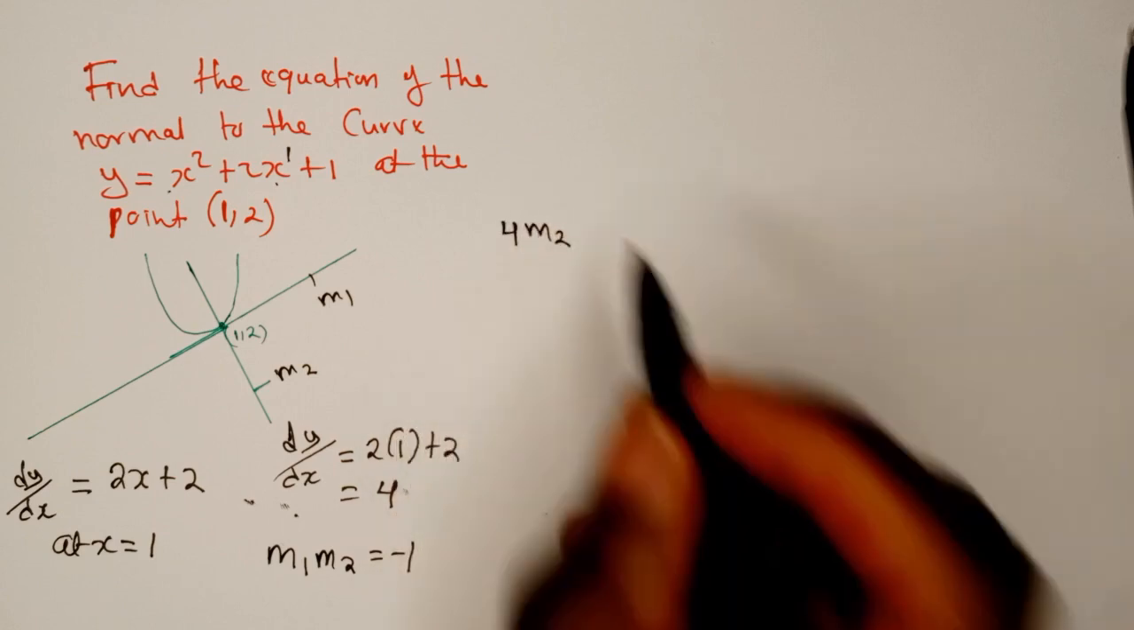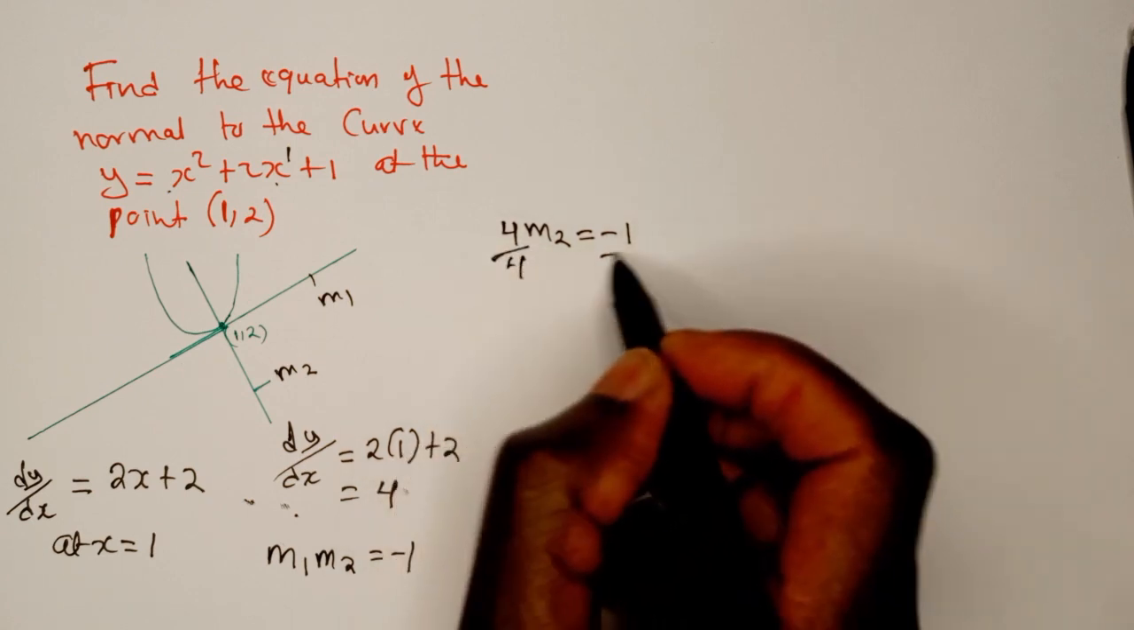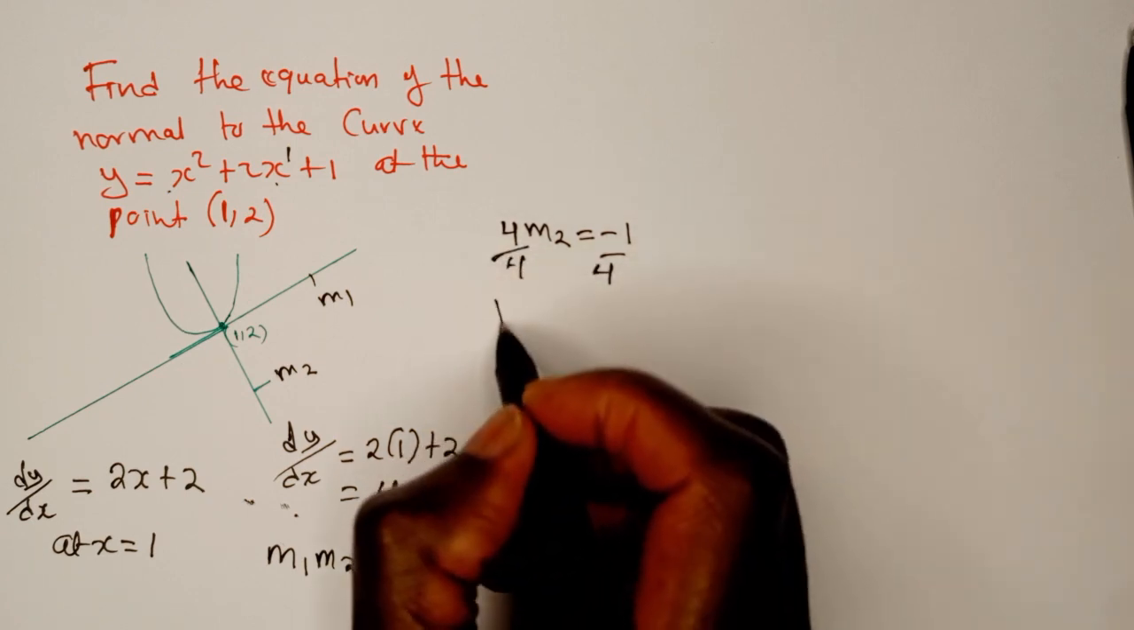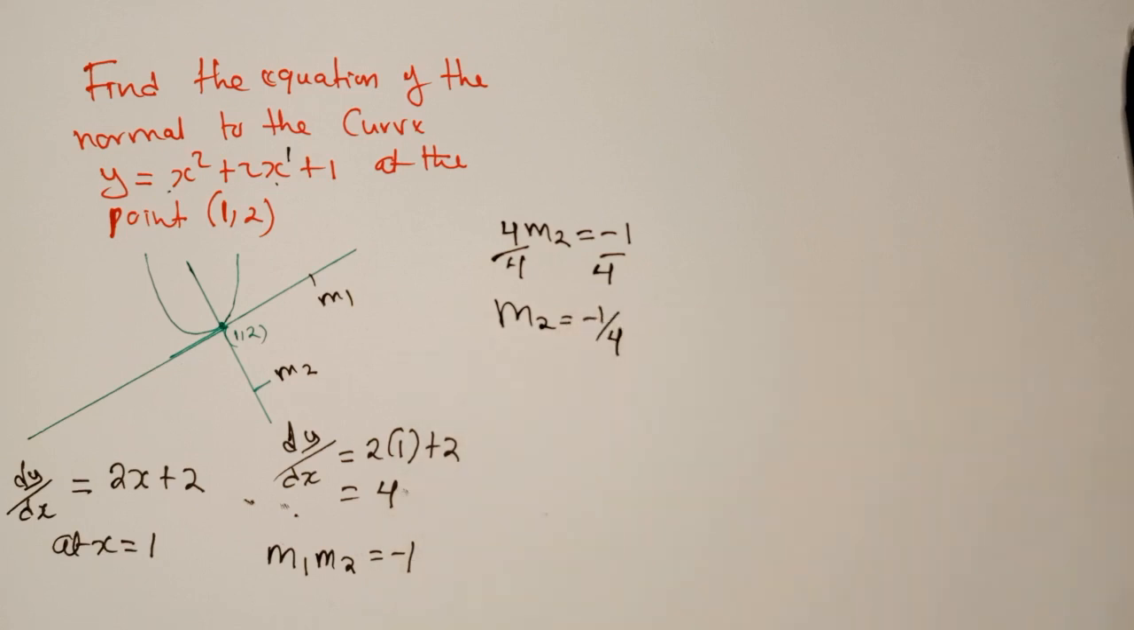I multiply by m2, supposed to get -1. So divide by 4 both sides. So my m2 will be -1 over 4. That is the gradient of the normal.